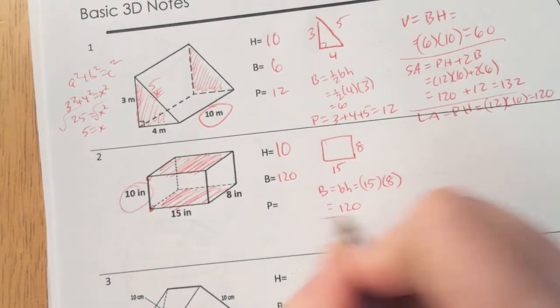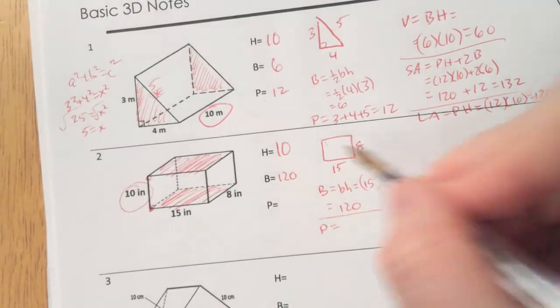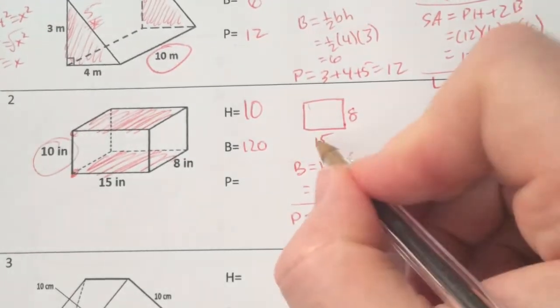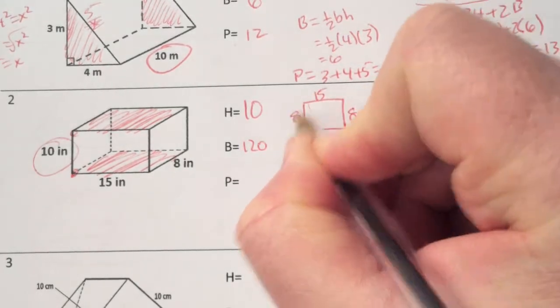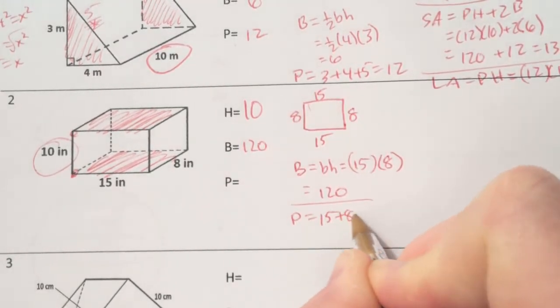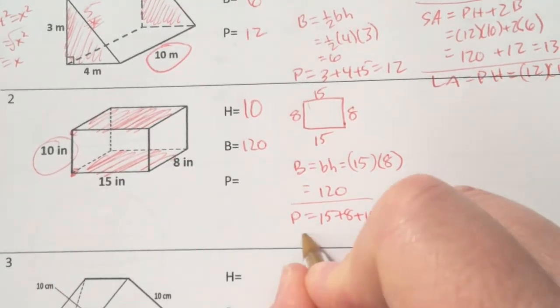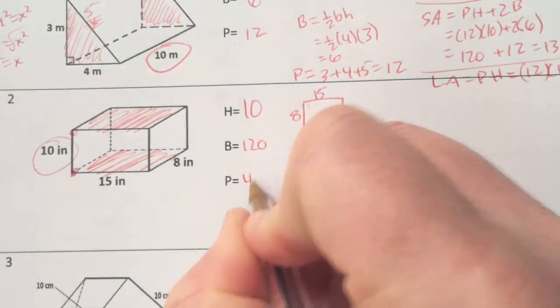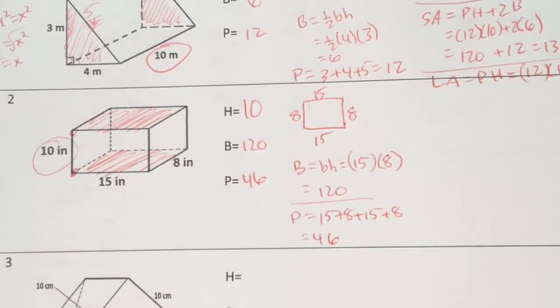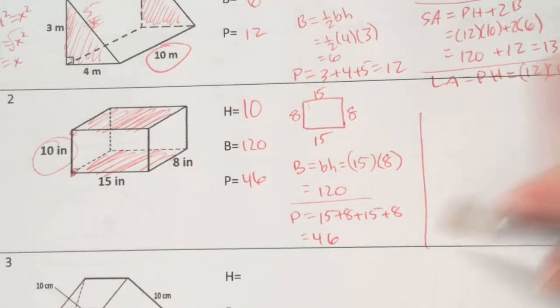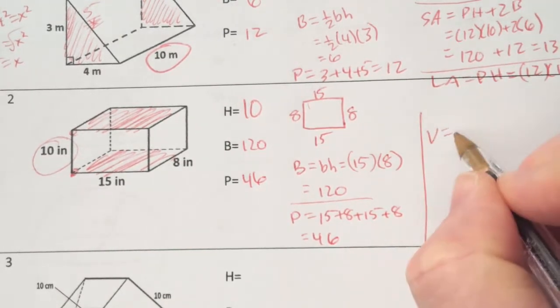All right, and then the perimeter is just add up all the sides. How many sides are there? There are 4 sides. So it's 15, 8, 15, and another 8. So 15 plus 8 plus 15 plus 8, and you get 46. And that's the hardest part, just figuring out the H, the B, and the P. And once you have that, everything goes so much faster.